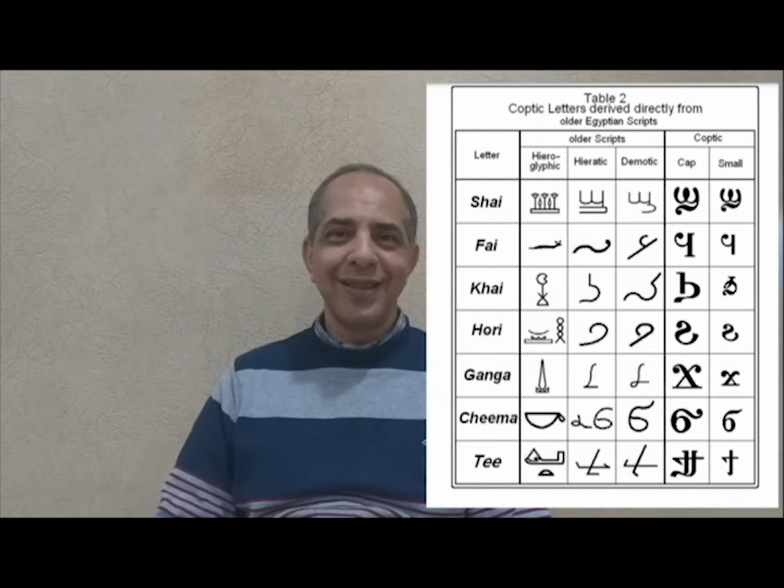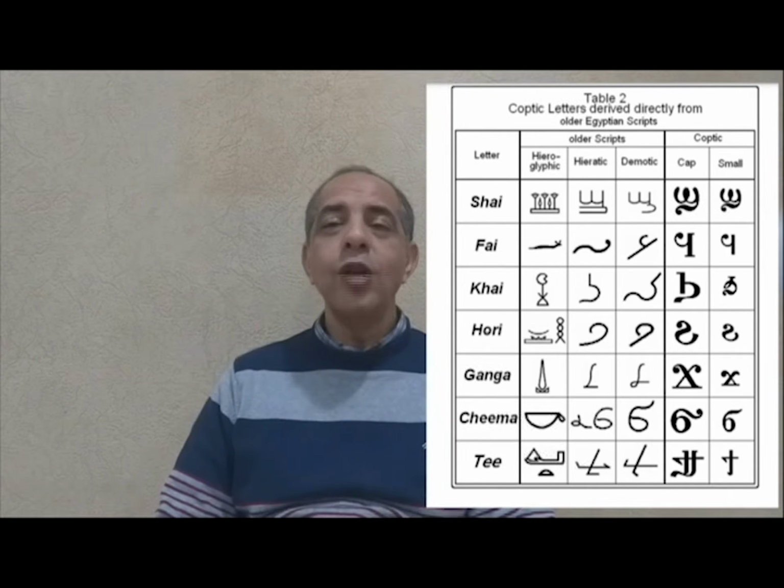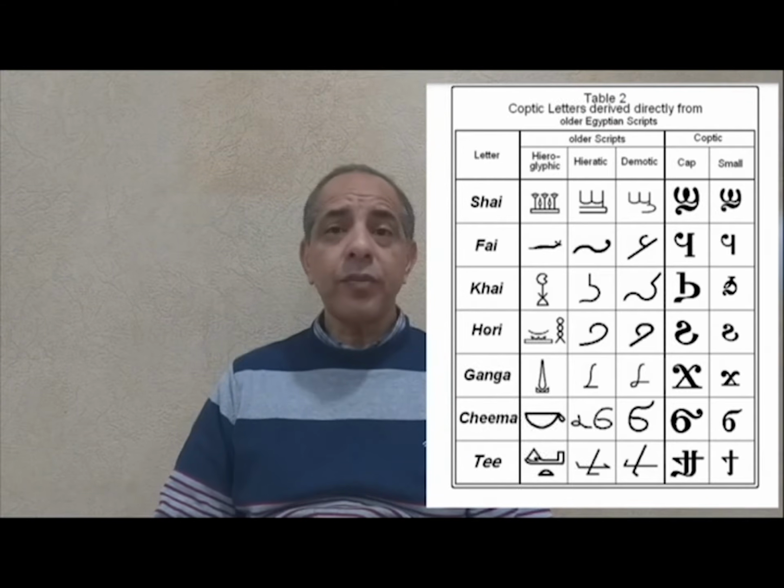First of all, we should know that the ancient Egyptian language was written with four scripts: hieroglyphic, hieratic, demotic, and Coptic. All these are different scripts for one language only, which is the Egyptian language. So what's the problem? The problem is that the first three scripts were written without vowels, with consonants only.